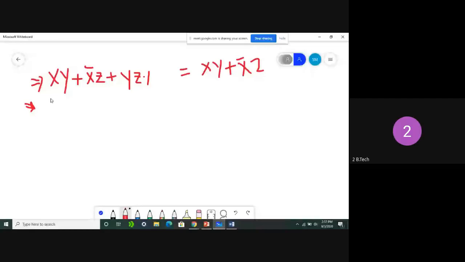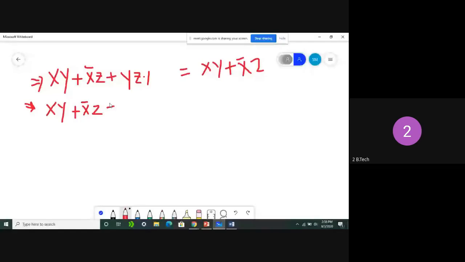So that is xy and x bar z. After multiplying, instead of 1, I am taking one more logical relation, that is x plus x bar, which always gives 1. What we have seen in the theorems is that a plus a bar is always equal to 1. Is that clear to all of you?